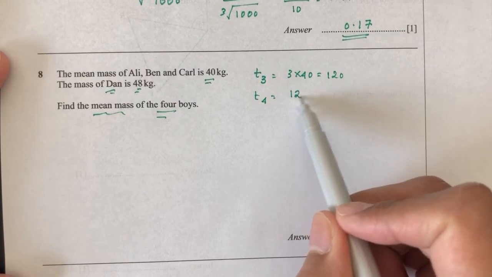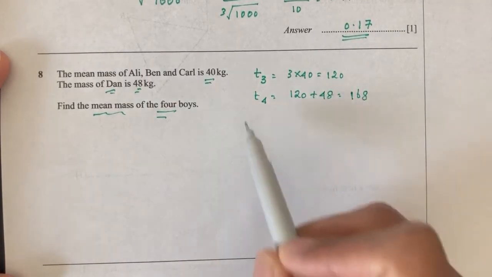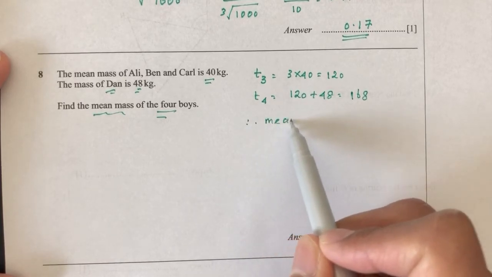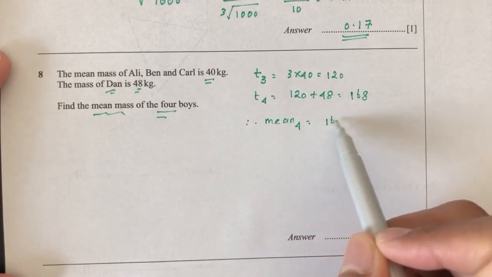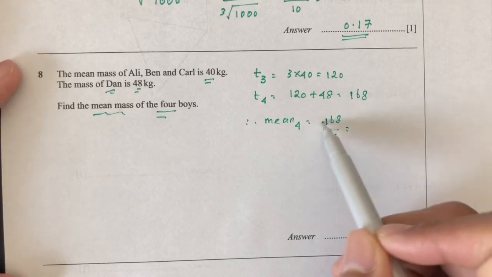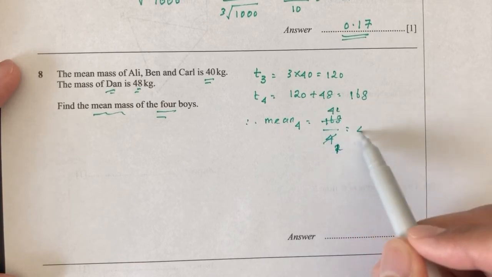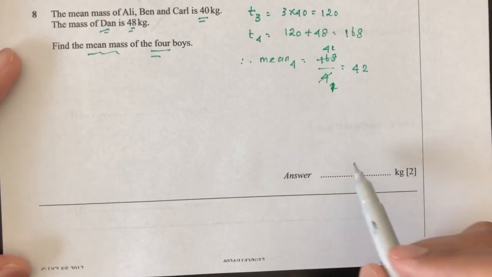It will be 120 plus 48. That will be 168. So mean mass for 4 boys becomes 168 divided by 4. So divide by 2. Divide by 4 directly. It becomes 42. So 42 will be the mean mass of the 4 boys.